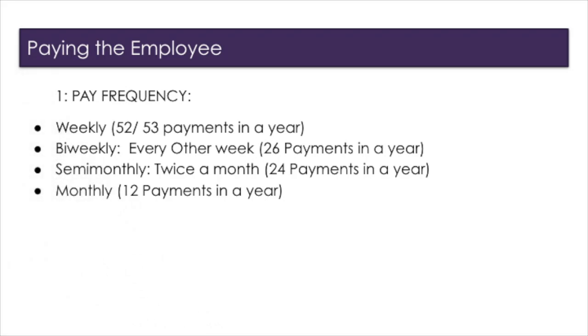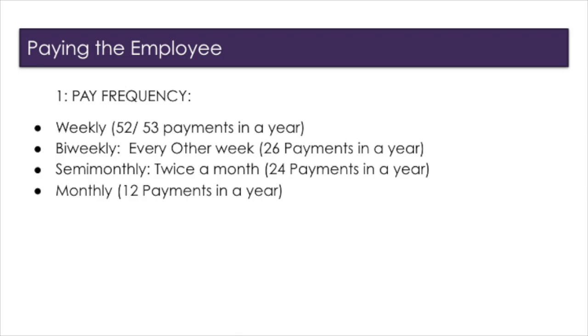The Fair Labor Standards Act does not regulate how often the employees must be paid by their employer. These matters are handled by the individual states. The common pay frequencies that are used by employers are weekly, bi-weekly, semi-monthly, and monthly. So if it's weekly, then the employee gets 52 or 53 payments every year.